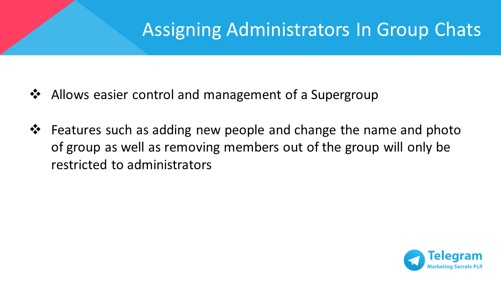Generally, small group chats can be easily managed by a single person, and everyone in the group can invite new members in. Anyone can change the group's name and photo as well. Once the group becomes a large community, it takes more people to manage such a large group. This is where the administration mode comes into play. By having an administrator, which can consist of one to several core members, it allows easier control and management of a supergroup. Features such as adding new people, changing the name and photo of a group, as well as removing members out of the group will be restricted to administrators only.